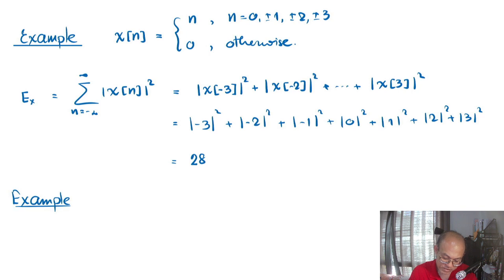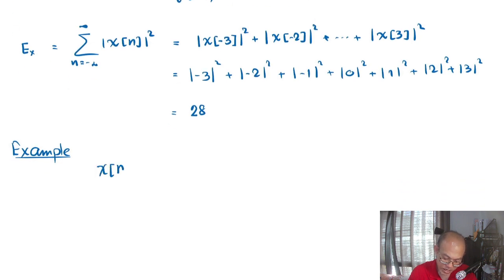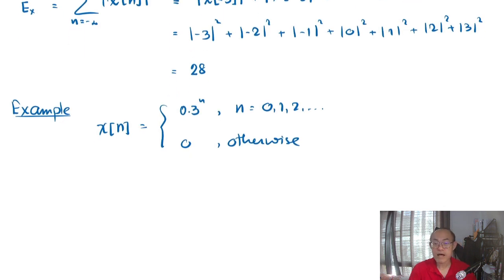Now let's define the signal x as 0.3 to the n, where n goes from 0, 1, 2, and so on, and 0 otherwise. Now let's try to find the energy of this one. The energy of x, by definition, is the summation where n goes from minus infinity to infinity of the magnitude of x squared. Now let's plug in.